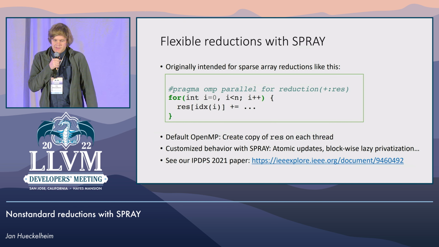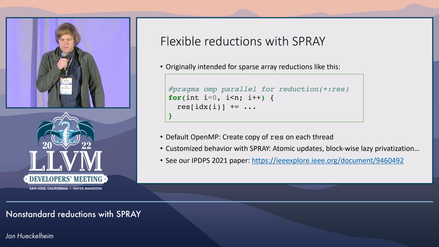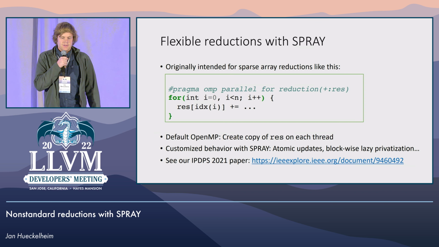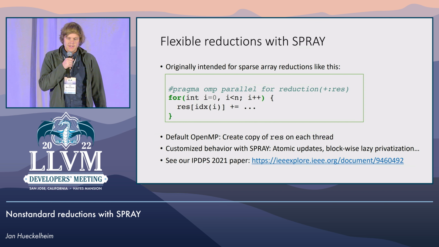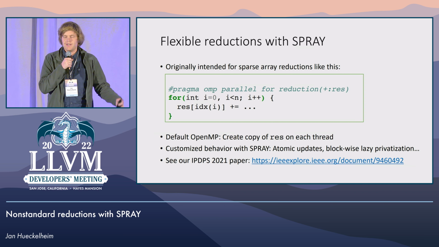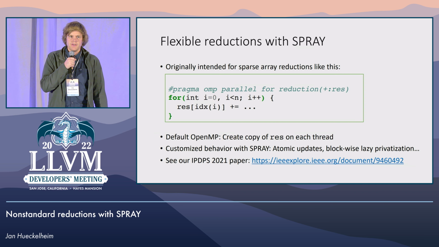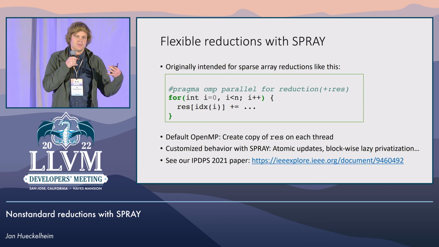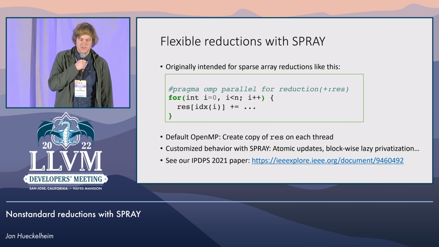And so, on this slide, I'm going to do a quick recap. If you've used reduction operations in OpenMP, and if you've looked at the standard in any detail, you will know that the default way of doing reductions in OpenMP is for each thread to create its own private instance of the reduction variable, then perform the reduction locally, and then at the very end there's some implementation-defined way of combining these thread-local instances into the overall result.